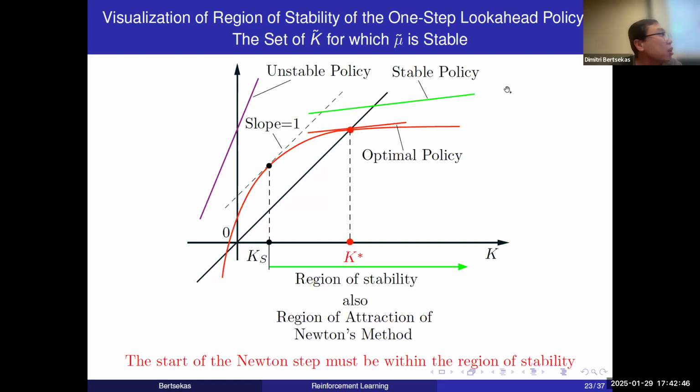And the good news is all the cost functions of stable policies have their values fall into this part, which is natural because K star is the coefficient of the optimal cost function. So for any policy, its cost function coefficients must be larger than K star. So it's on the right-hand side of K star.